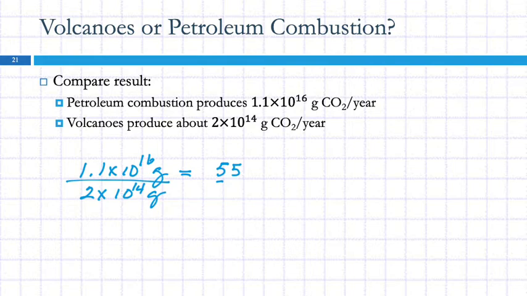Now this is an estimate, right? Because the volcano number here is an estimate. It's only 1 sig fig. So technically this has 1 significant figure, so it would be rounded to 60. Petroleum combustion produces 55 times more CO2 than volcanoes. So if CO2 is the problem, I don't think we need to worry about capping the volcanoes or doing something with that, right? It's us. Any questions?